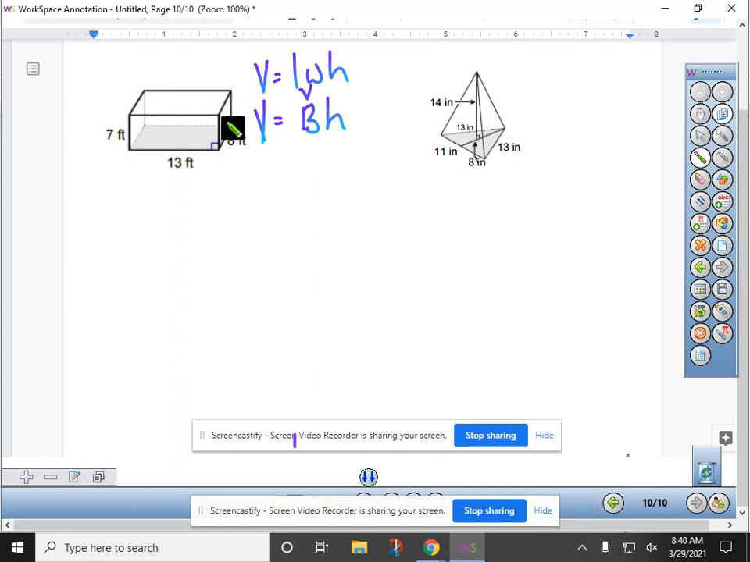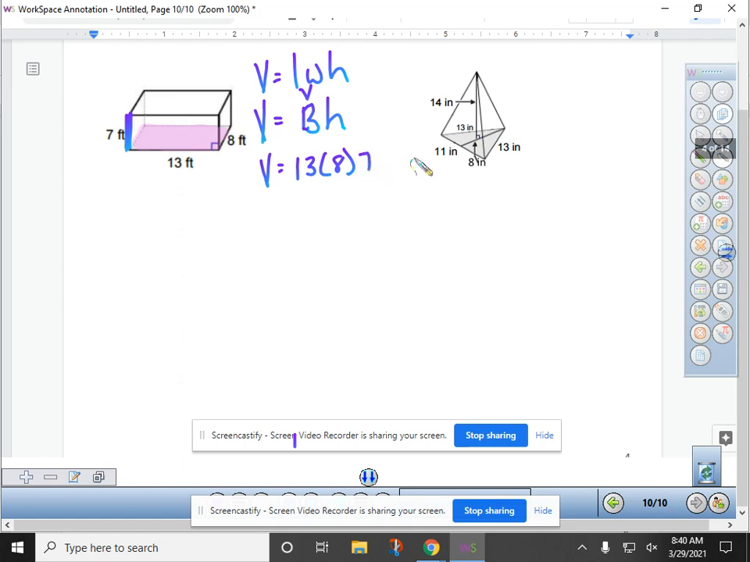So if I said this is the base right here, which on a rectangular prism, it does not matter, that would be 13 times 8. So that would be the length times the width. So it would be 13 times 8 times what's the height of the whole thing? 7. Do you understand what I'm doing there?